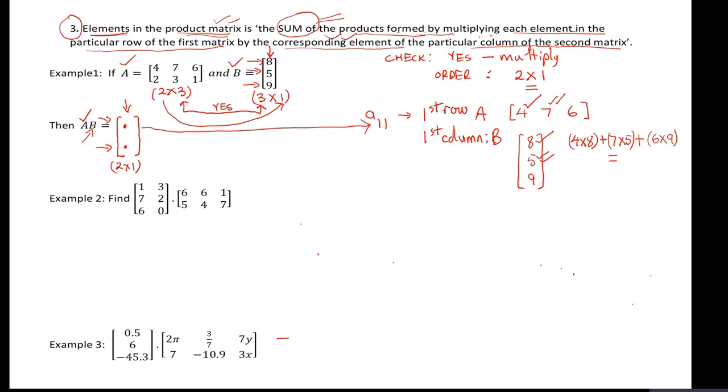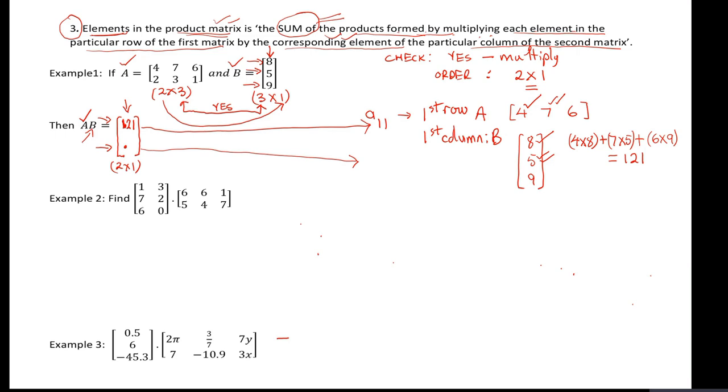I worked it out. 4 8s, 32, 7 5s, 35, 6 9s, 54. What do I get as an answer? 121. And that is the value you put down here. 1, 2, 1. You need to definitely look through that again. Let's do the second one. So remember, pause and go through that again.